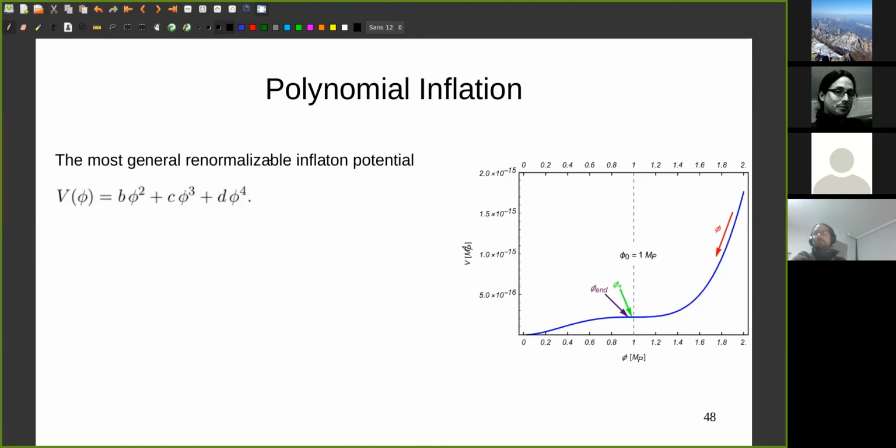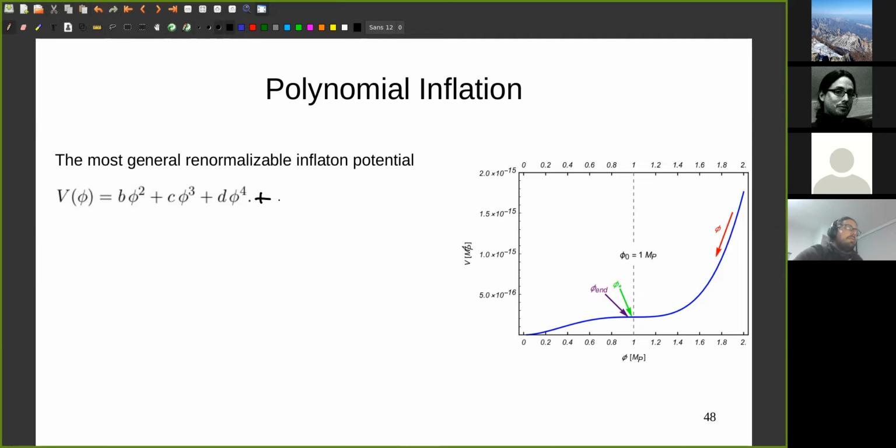The idea of polynomial inflation is that we take single field inflation, now characterized by the most general renormalizable inflaton potential, where phi is the inflaton. I take these terms: quadratic, cubic, and quartic. Of course, we can also have a constant term, which corresponds to the cosmological constant. However, it's too small and will have no effect on the phenomenology of inflation, at least at the moment of inflation. We don't care about the cosmological constant, so that's why I'm disregarding it.